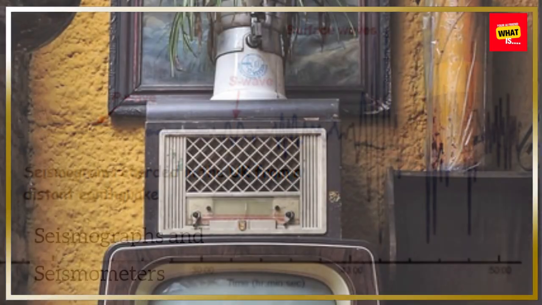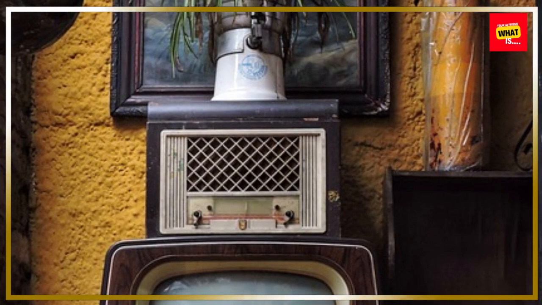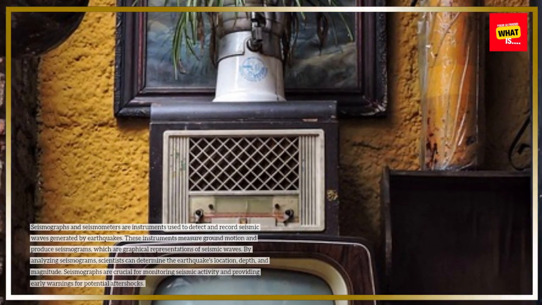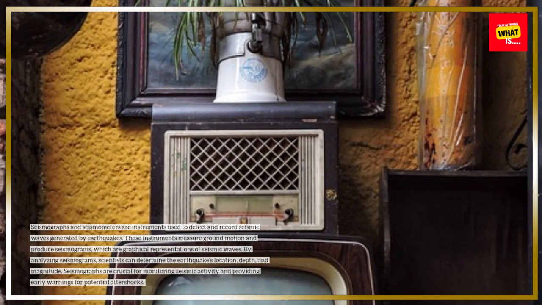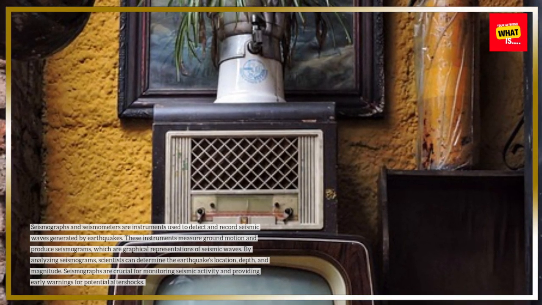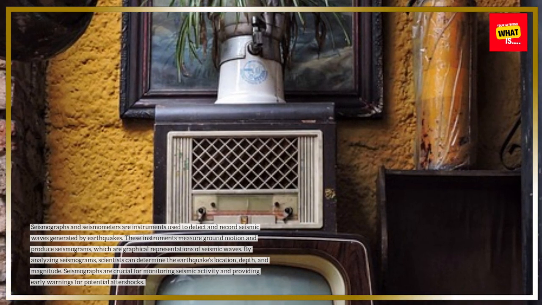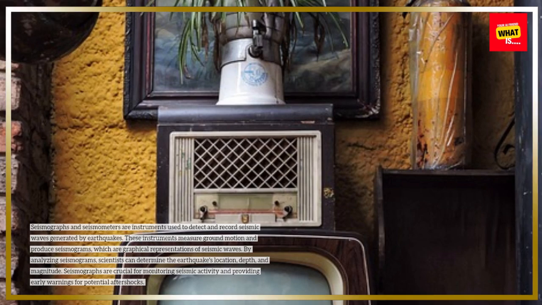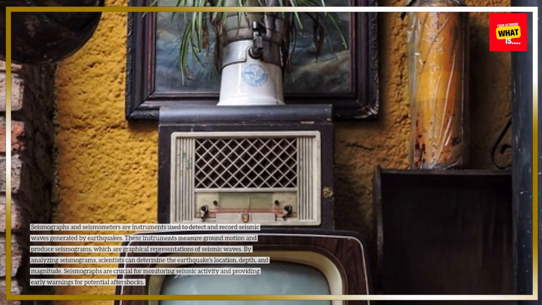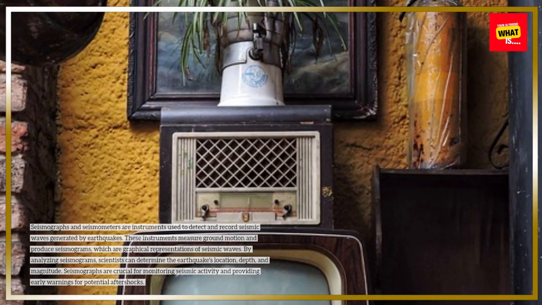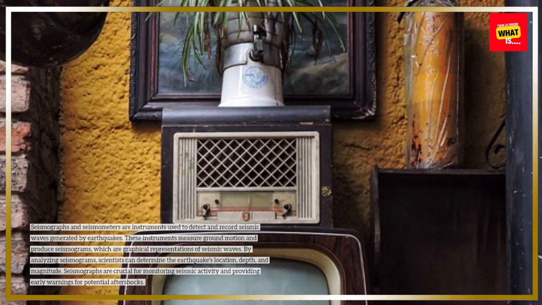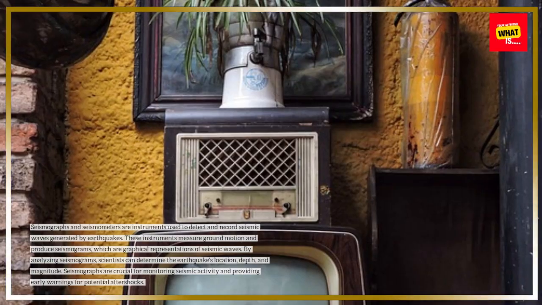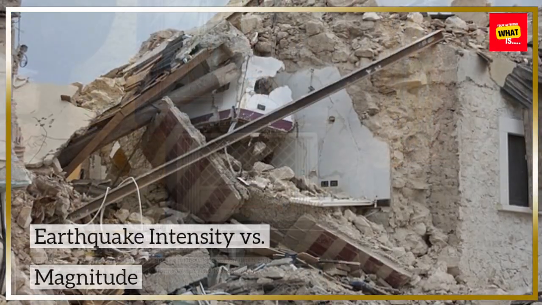Seismographs and seismometers. Seismographs and seismometers are instruments used to detect and record seismic waves generated by earthquakes. These instruments measure ground motion and produce seismograms, which are graphical representations of seismic waves. By analyzing seismograms, scientists can determine the earthquake's location, depth, and magnitude. Seismographs are crucial for monitoring seismic activity and providing early warnings for potential aftershocks.